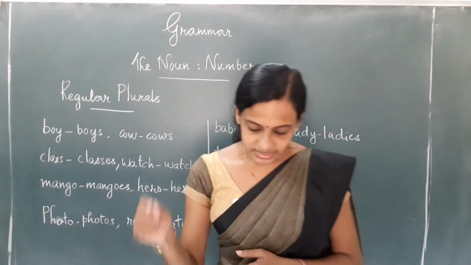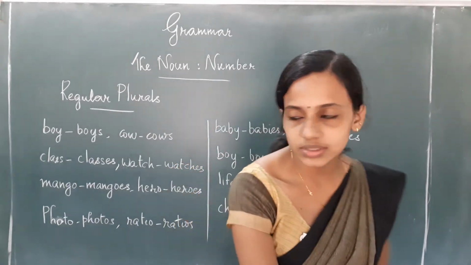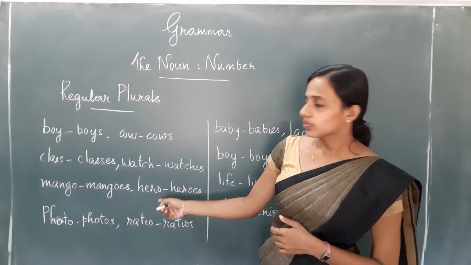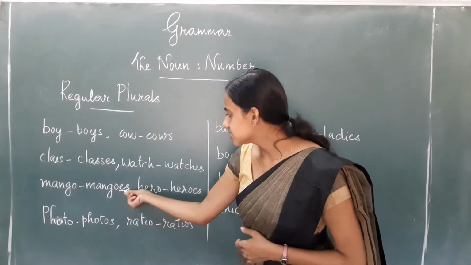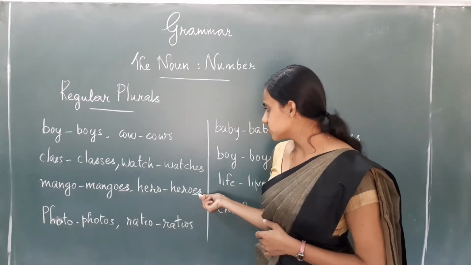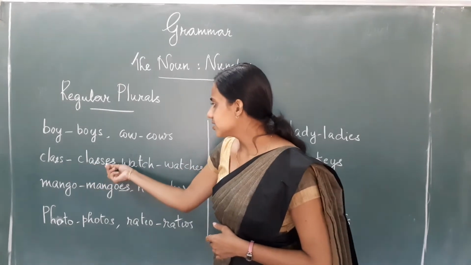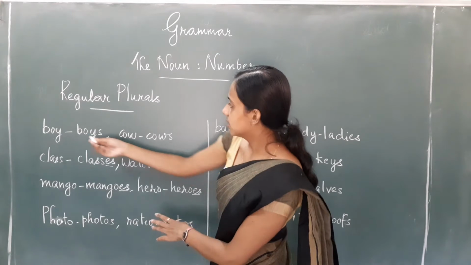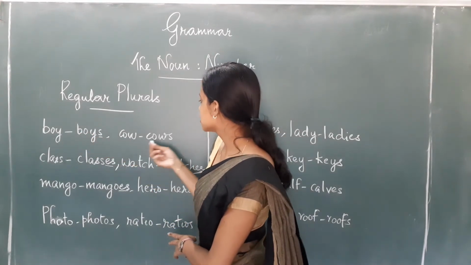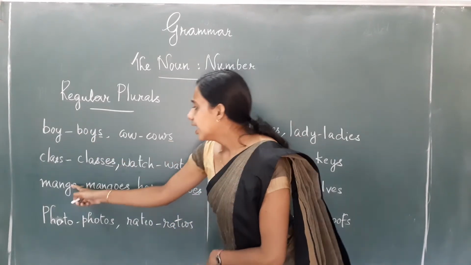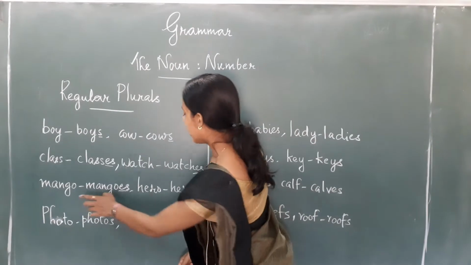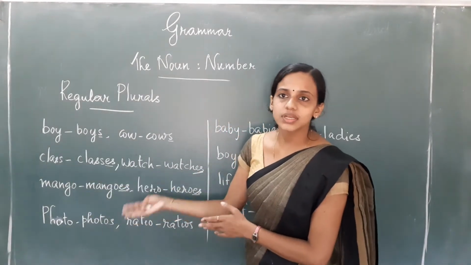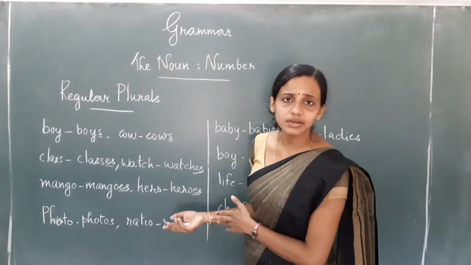The nouns ending in O. Mango, hero. We will put ES. Here, nouns ending in S, we put ES, and the nouns ending with O, mango, hero, we will put ES. Mango, mangoes. Hero, heroes. Clear?